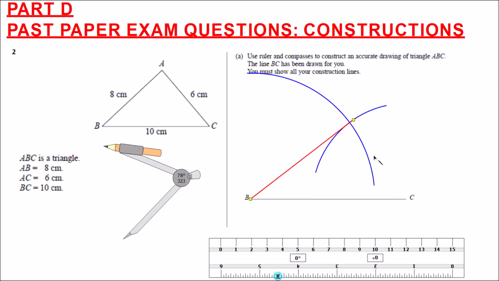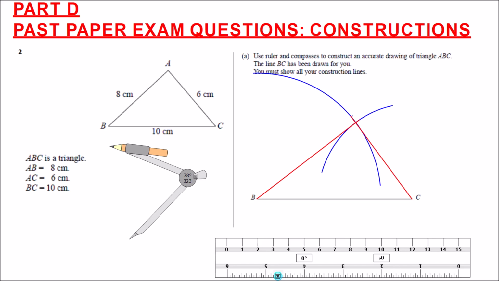Just move it up slightly. And the same again at C. Like so. And so where these two curves cross, we can label that A. And then we've essentially done the question.